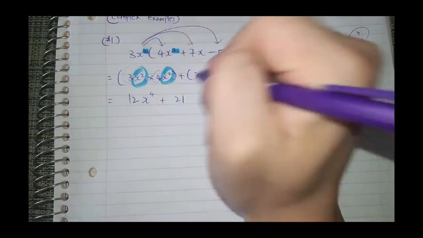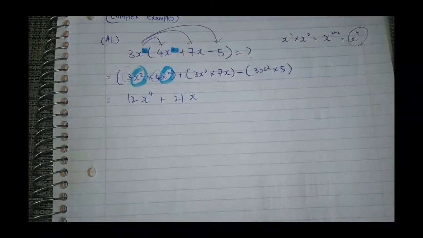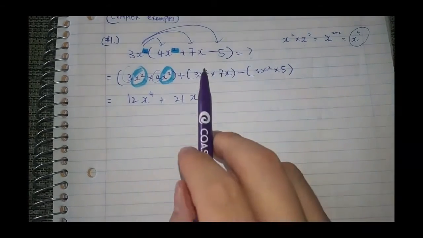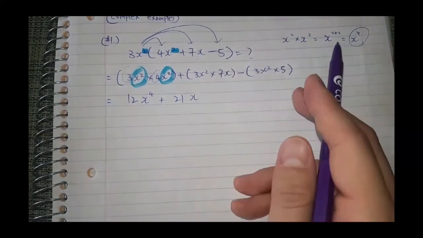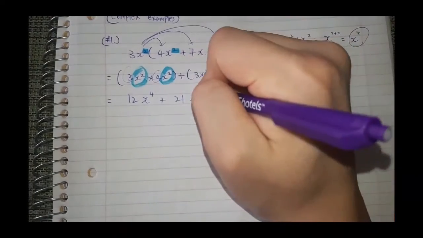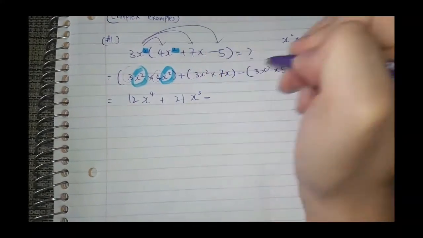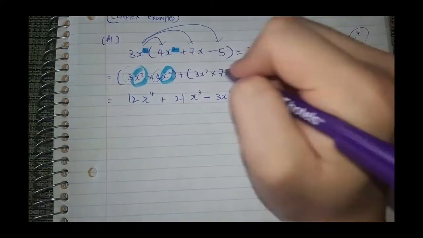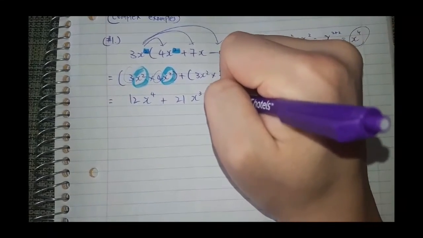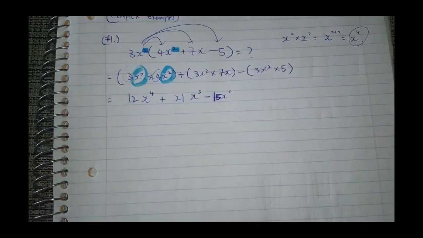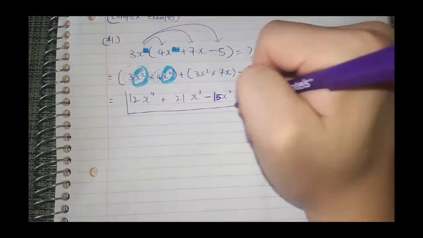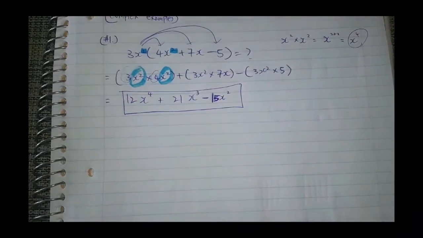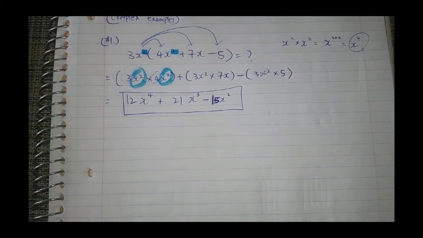7 times 3 is 21. X to the power of 2 multiplied by x to the power of 1. That's a fancy way of saying 2 plus 1. Again, same type of rule. X to the power of 3 minus 3x squared. 3 times 5, that's 15. 15x squared. That is one of the examples.